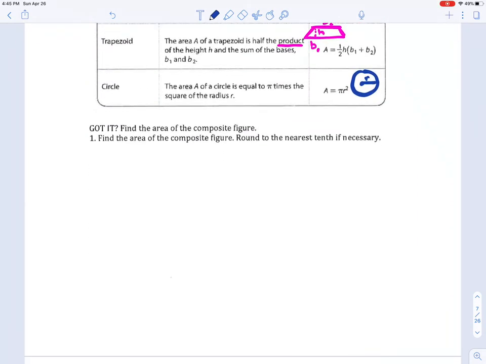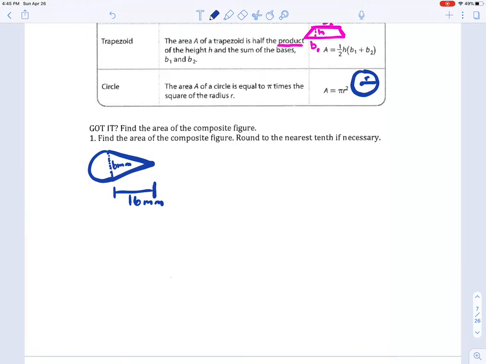So number 1, it says find the area of the composite figure. Round to the nearest tenth if necessary. So if you look at page 569, you're going to see this figure. Looks kind of like an ice cream cone. Okay, it says that this measure is 16 millimeters and this is 6 millimeters.